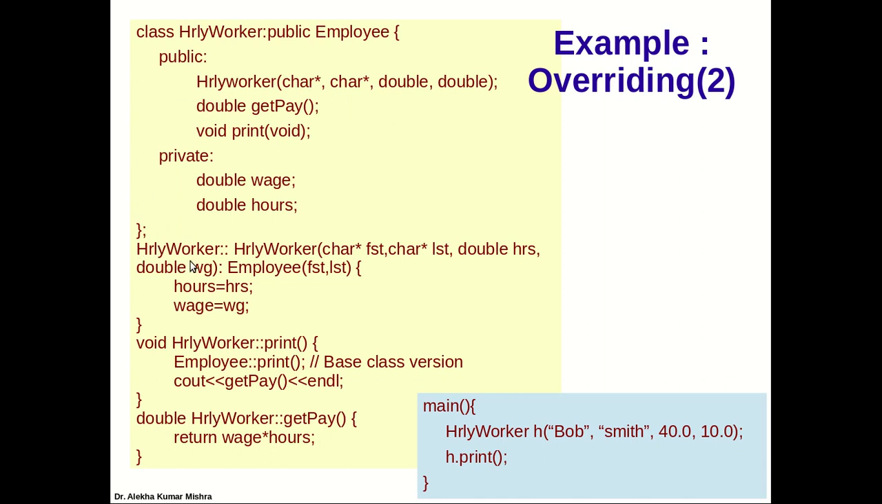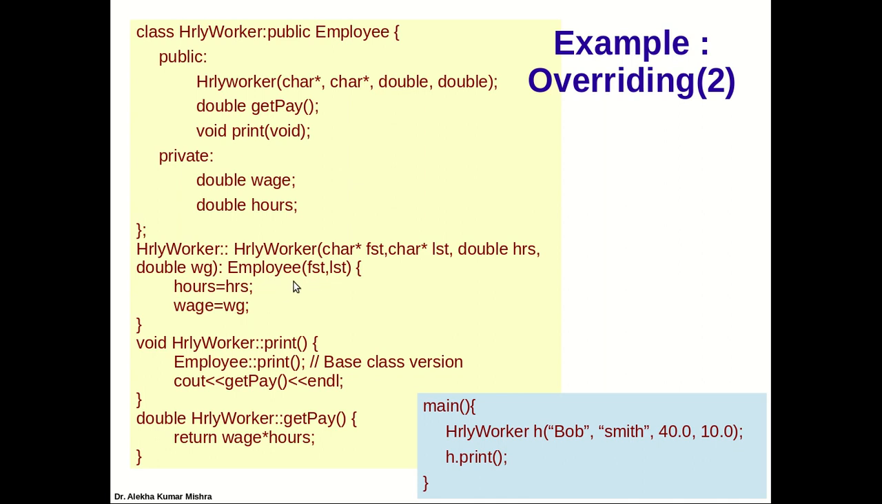Let us see how this parameterized constructor is defined. Here it is: HourlyWorker, scope resolution operator, the parameterized constructor with first name, last name, double hour, then double wage, colon. The first thing is calling the parameterized constructor of the base class. Here we are explicitly calling the parameterized constructor of the base class first.